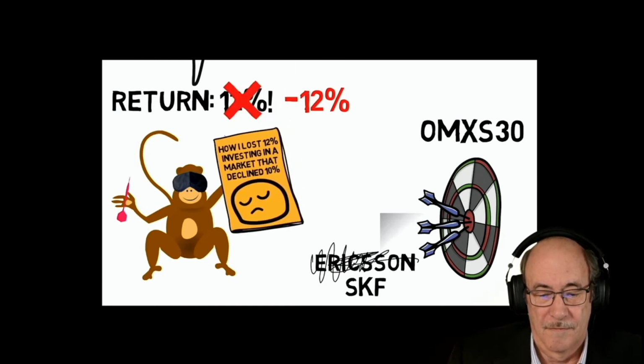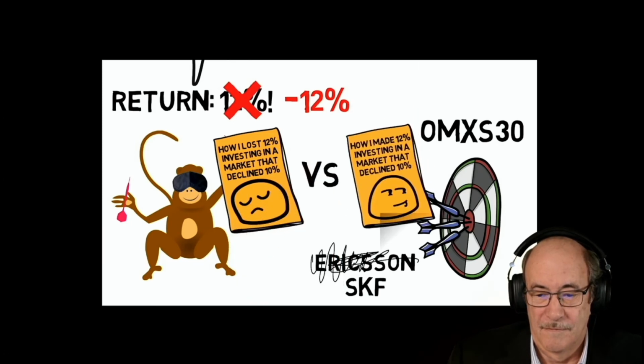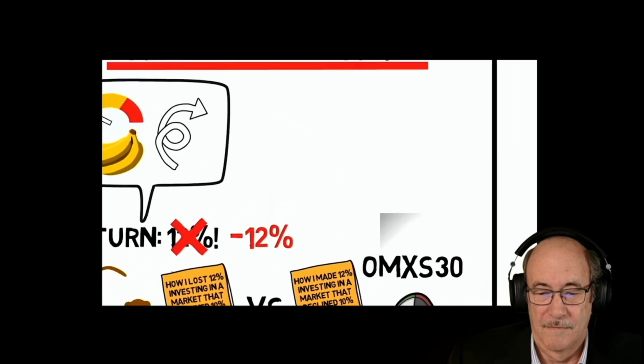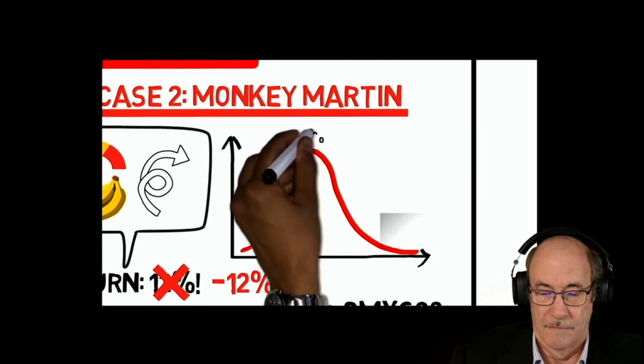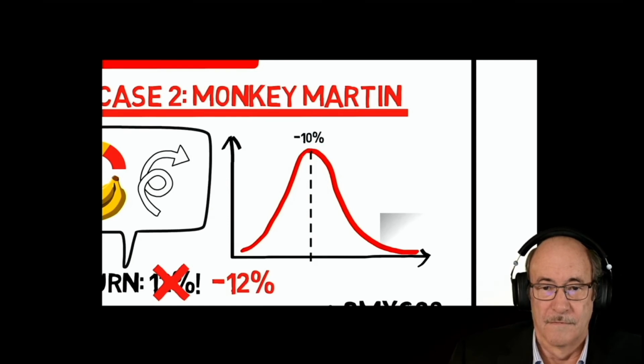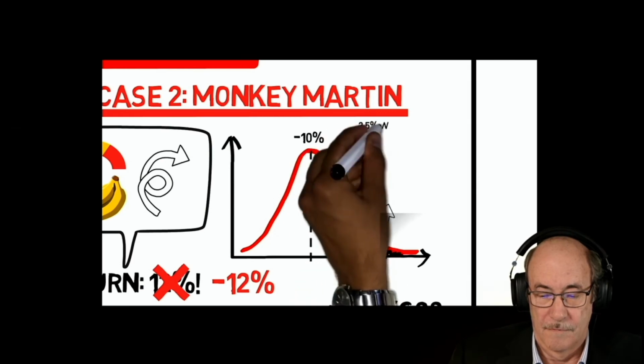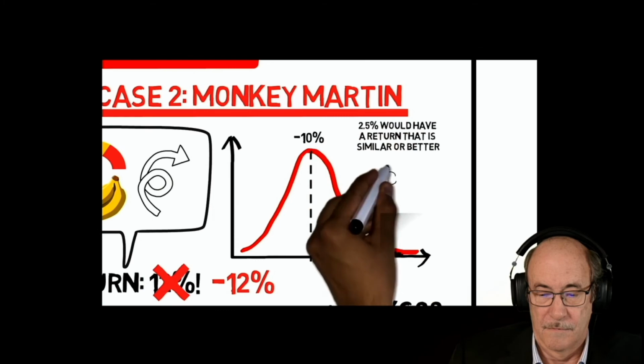The book How I Lost 12% Investing in a Market That Declined 10% will never make it to the bookstore shelves. However, How I Made 12% in a Market That Declined 10% might become the next bestseller. When picking 3 stocks from the OMXS 30 index, the expected return was about minus 10% for 2018. In hindsight, that is. The standard deviation was 11%, which implies that out of 40 monkeys, 1 would have had the same return as Martin, or even better.